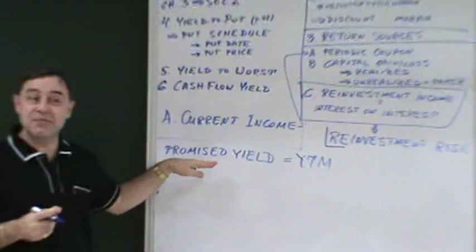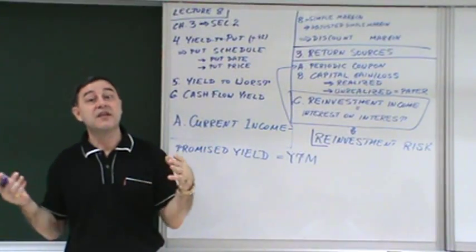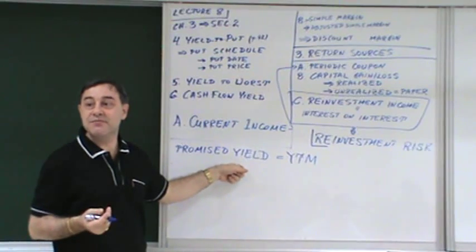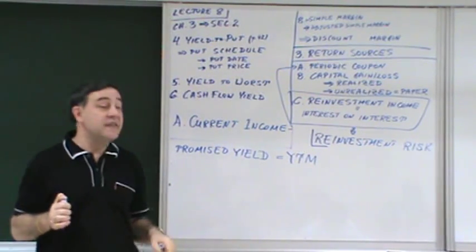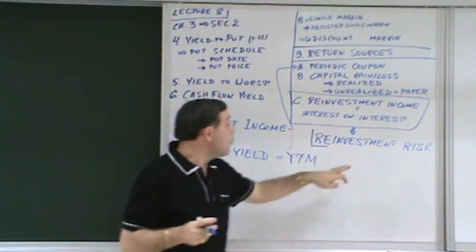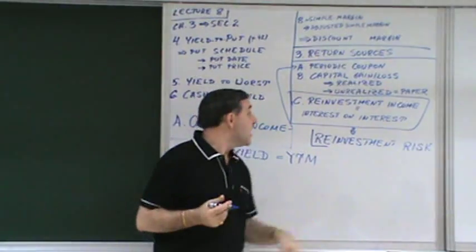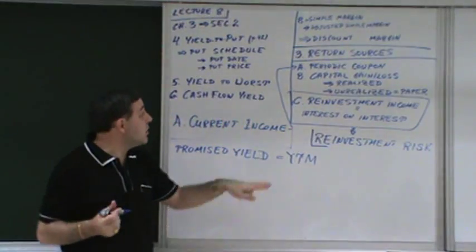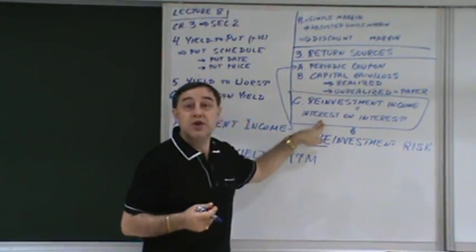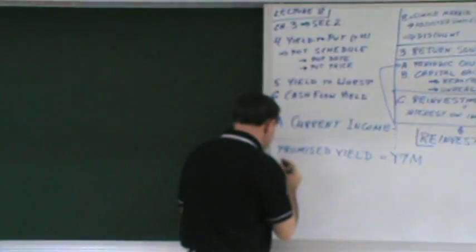So it is what is called promised yield. This is what they promise to pay you if you can get the same type of yield. Well, now we come to the next simple question. Where is the reinvestment risk lowest? And the reinvestment risk is lowest where you have low coupons. So let's write it out.